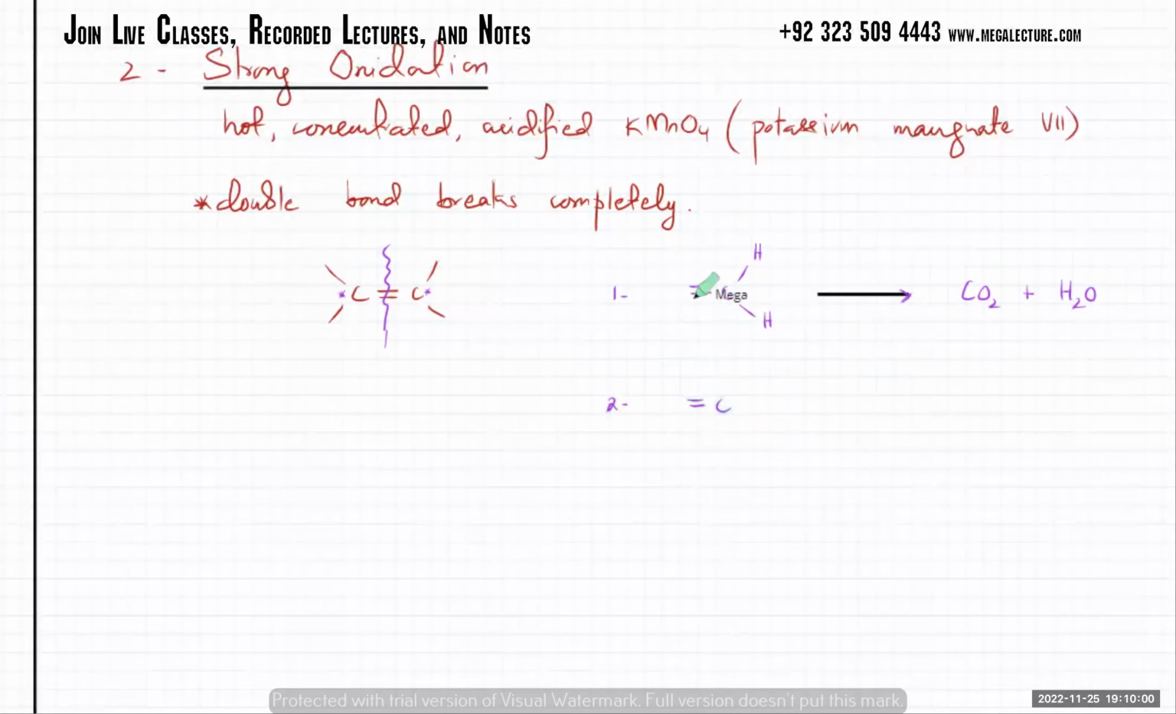So second situation, you've got a carbon chain. R represents a carbon chain, and on one side you have an H. Now, this particular situation will lead to the formation of, first, an aldehyde. So the double bonded carbon atom will get oxidized and H gets added to it.